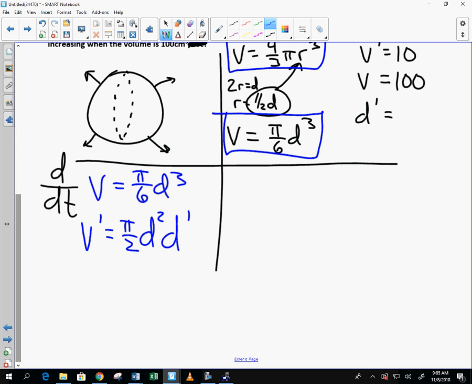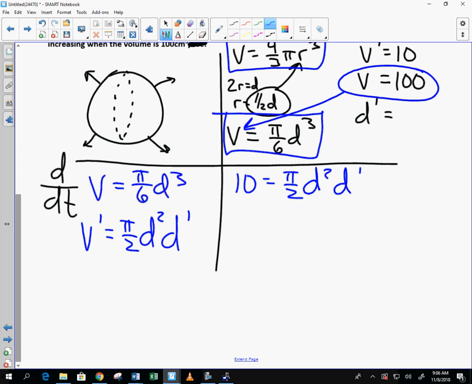What is V prime? 10 equals pi over 2 D squared, D prime. Shoot, I don't know the current diameter, do I? Could I find the current diameter? How? I know the current volume is 100. Will that allow me to solve for D? Yeah, looks like we got some more work to do.